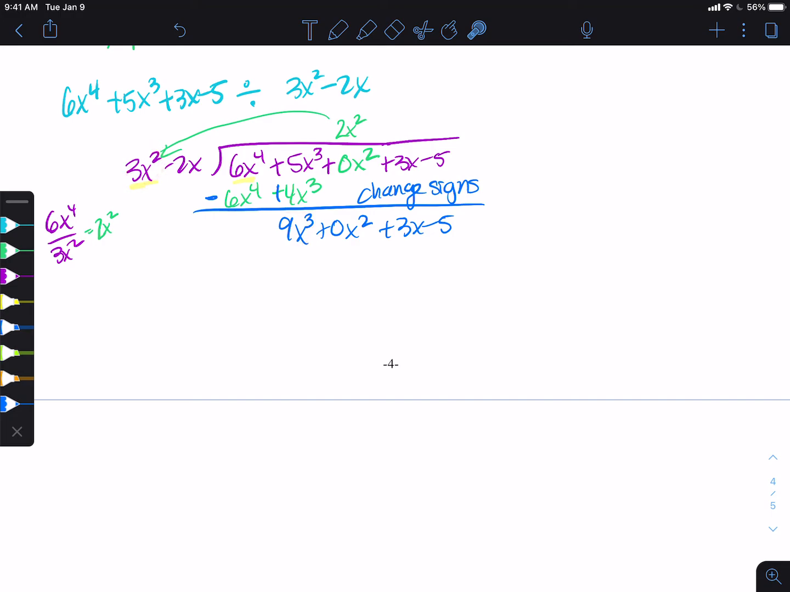So this divided by this. Now you also could potentially have plus a 0 here. It's also a possibility. So then you would have plus 0x squared here. Okay. So then you're going to do 9x cubed divided by 3x squared. So then this gives us 3x. So I'm going to put the 3x on top. And then I'm going to distribute to each one of these. So then we get 3x times 3x squared is 9x cubed. 3x times negative 2 is negative 6x squared.